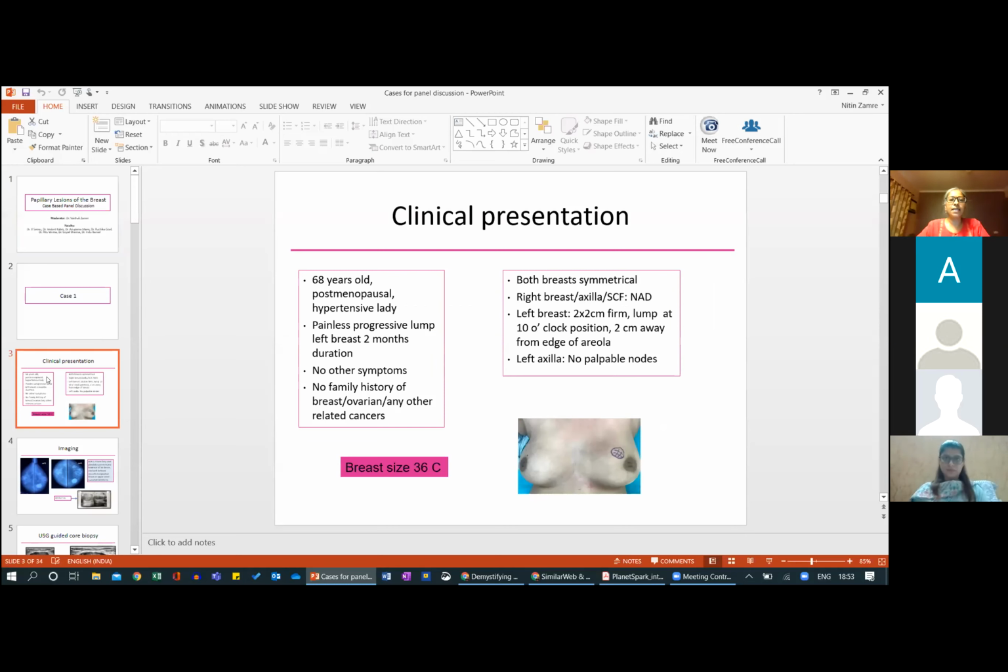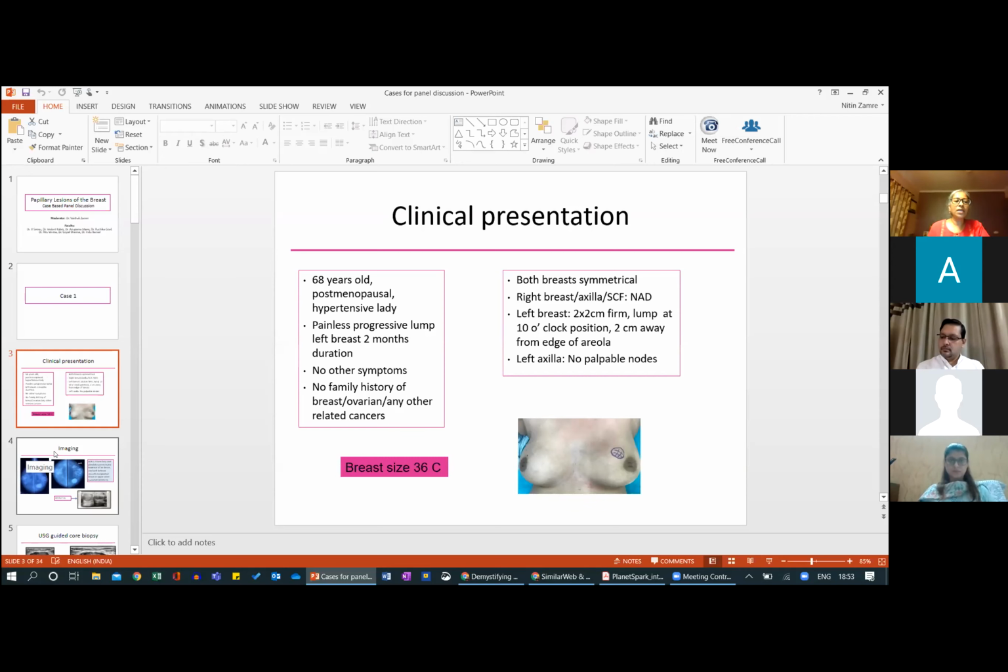She is a 68-year-old postmenopausal lady who presented to us with a painless progressive lump in the left breast of 2 months duration. She did not have any other symptoms, and there was no family history of any cancer. Clinically, she was found to have symmetrical breasts. The right breast and axilla were normal. On the left side, we could feel a 2 into 2 centimeter firm lump at the 10 o'clock position. You can see the clinical picture. It was situated 2 centimeters away from the edge of the areola, and the left axilla was clinically unremarkable. Her breast size was 36C.